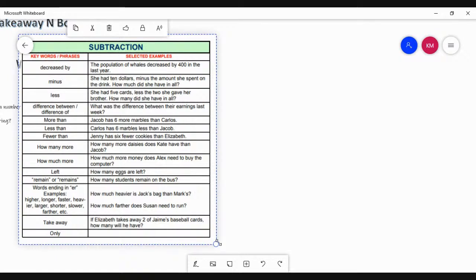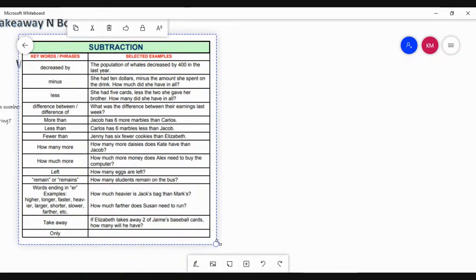All right, so if she had 5, and then that's less the 2 she gave her brother, how many did she have in all? So originally she had 7. So if she originally had 7, less the 2 she gave her brother, she now has the 5 cards. So if I were to reword this, I would say, hey, she had 7 cards, less the 2 she gave her brother. How many does she have now, or how many does she have left? And I would say, after I take my 7, take away 2, that would be 5.